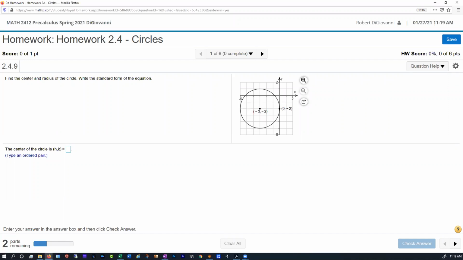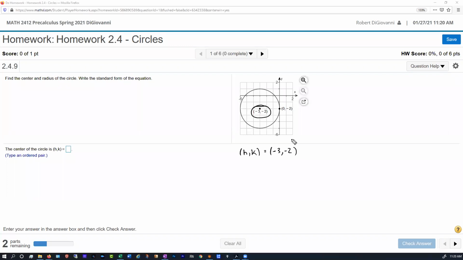Okay, I'm going to be working through this 2.4 circles homework. The first question is asking us to find the center and radius of the circle and then to write the standard form of the equation. They give us a picture here, and we can tell from here that the center is (3, 2). So I know that (h, k), I'm sorry, is (-3, -2).